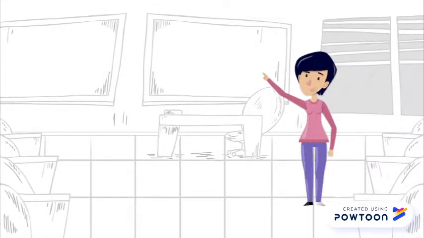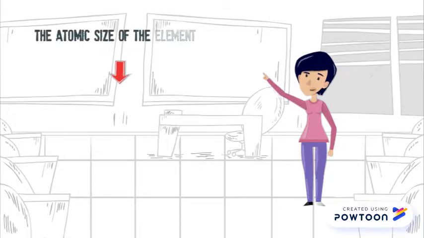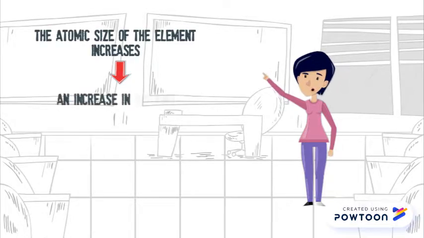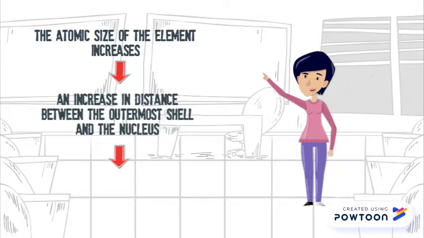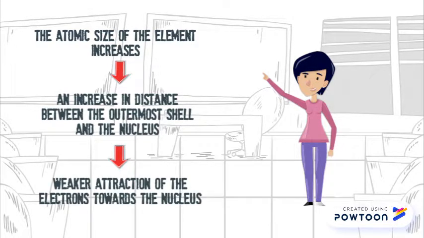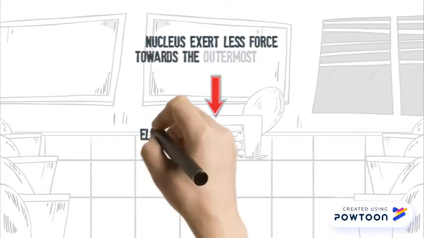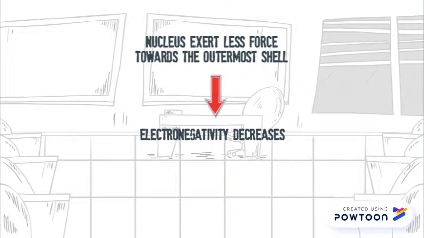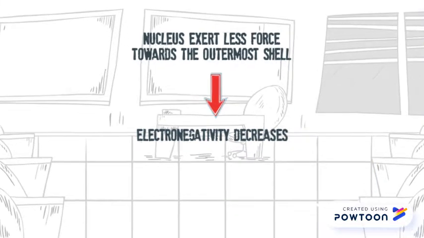Down the group, the atomic size of elements increases and leads to the increase in distance between the outermost shell and the nucleus, and will result in the weaker attraction of electrons towards the nucleus. The nucleus will exert less force towards the outermost shell, causing the electronegativity of the element to decrease.